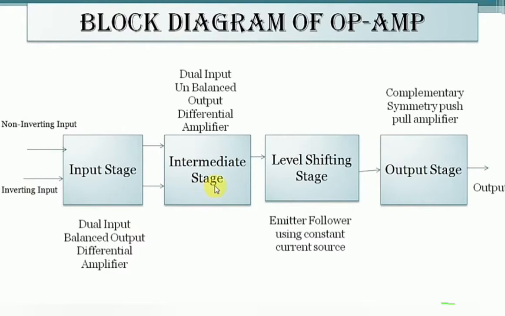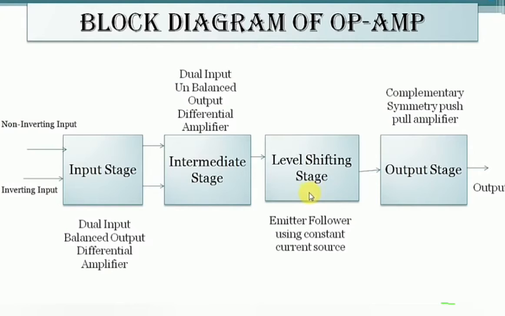So here in the intermediate stage also we are using the same circuit, that is a differential amplifier, but here we are using the type that is dual input unbalanced output. Means this intermediate stage will have two input signals and one output signal. Now see the third stage, that is the level shifting stage. We can call it a level translator also.